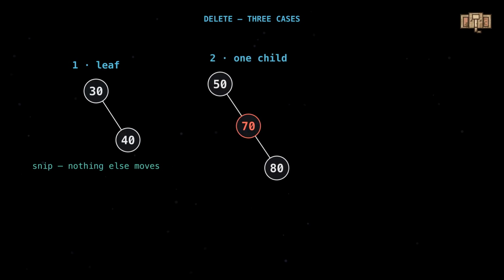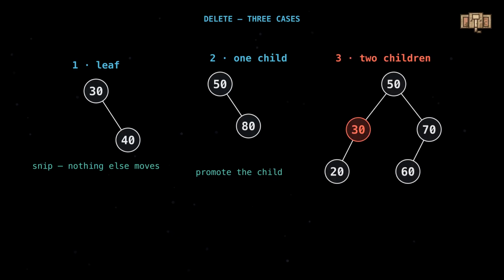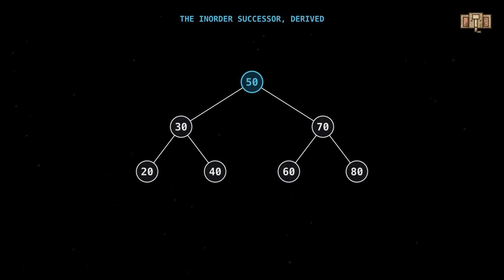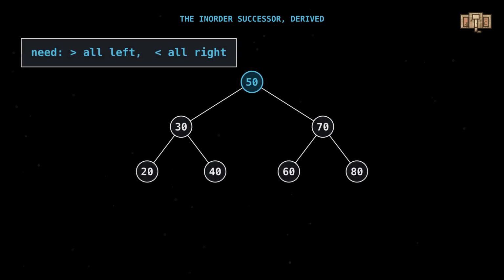Case 2, the node has a single child. Promote that child up into its place like pulling a bead from a necklace. Case 3, the node has 2 children, and that is the hard one. 2 subtrees beneath, and only 1 slot above. So what value can take that slot? It must be bigger than everything on the left and smaller than everything on the right. So it sits exactly between the 2 subtrees.